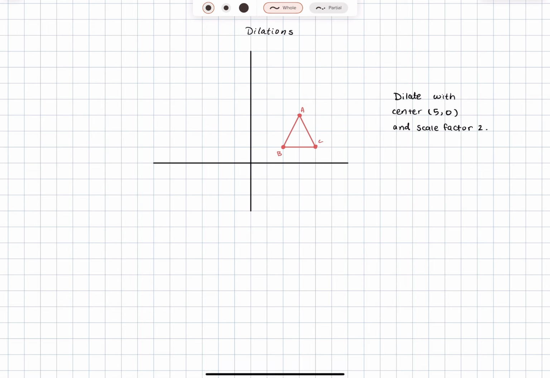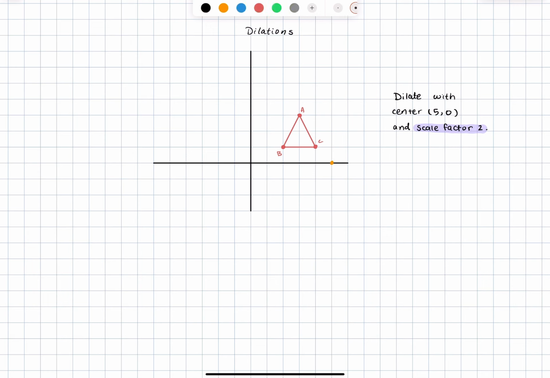So right here we have a problem that tells us to dilate with a center of 5, 0. So we want a center at 5, 0. I'll explain what that means in a second, but let's plot 5, 0. So 1, 2, 3, 4, 5. So this is 5, 0, and a scale factor of 2. So scale factor 2, that's going to be very important, and I'll explain why in a moment as well.